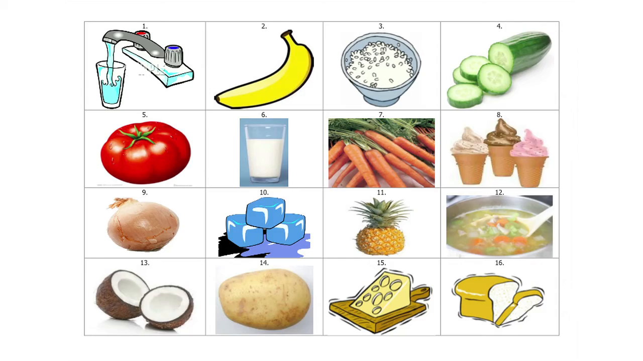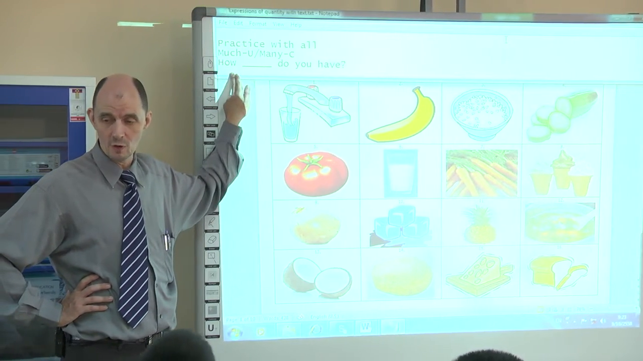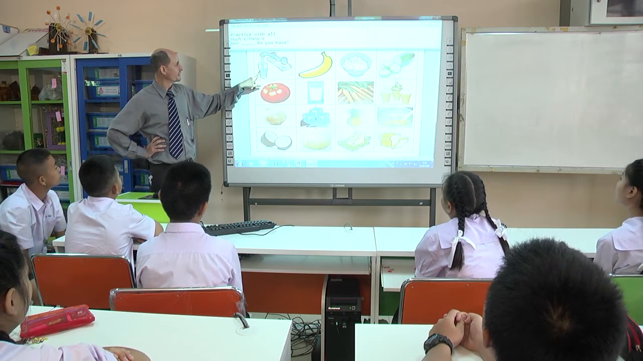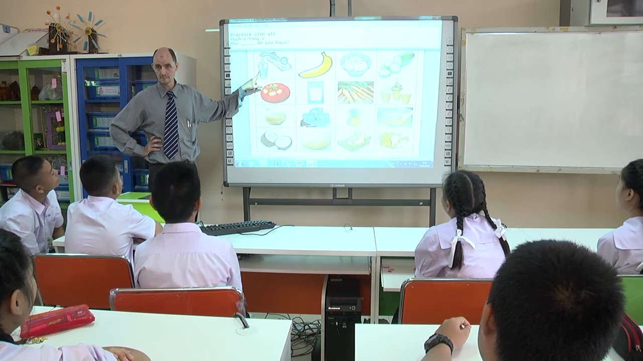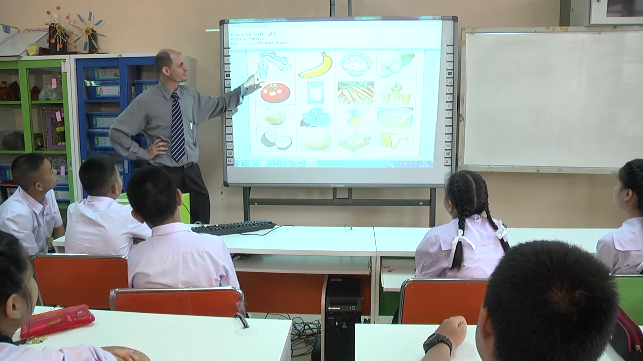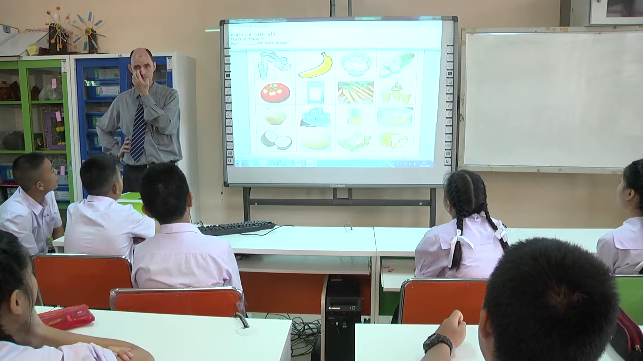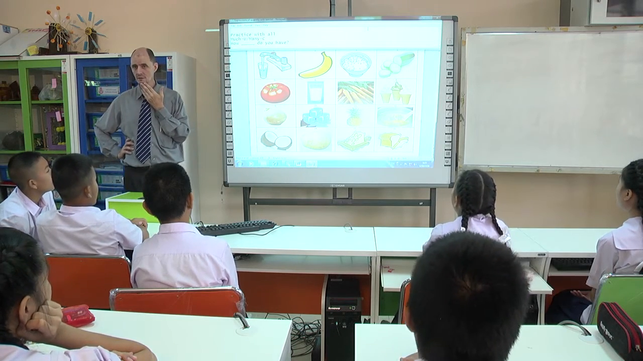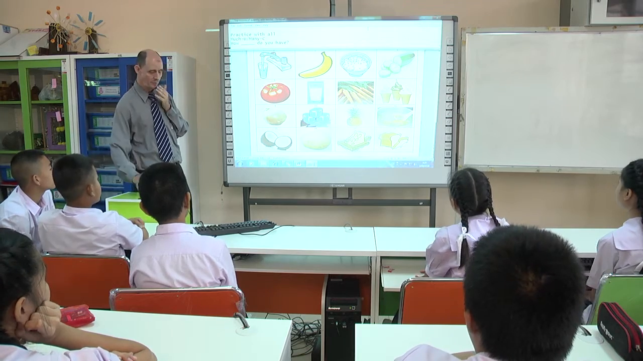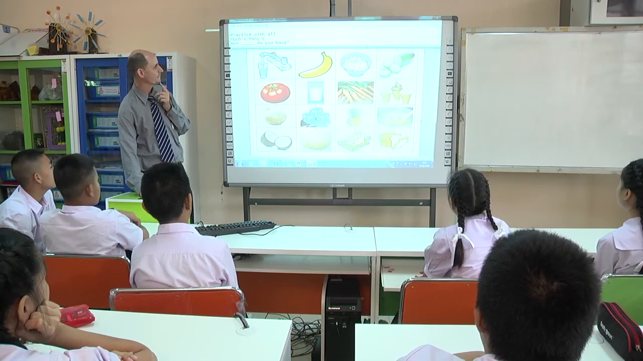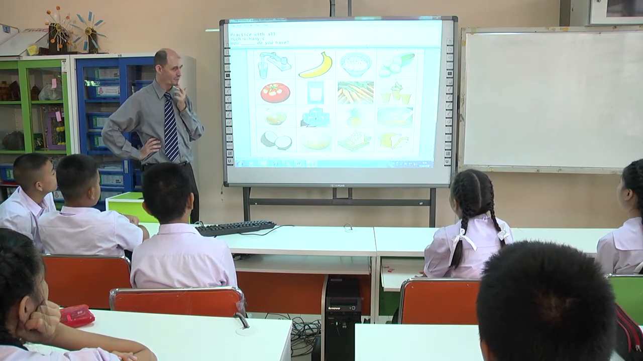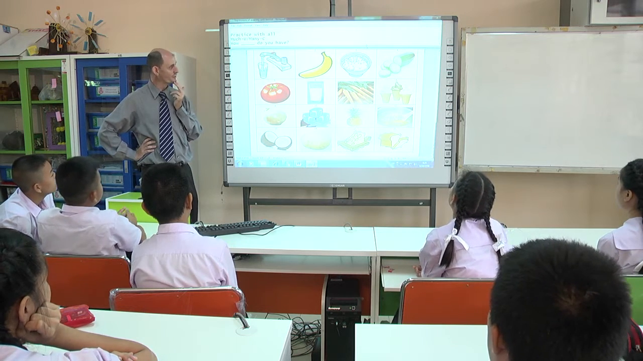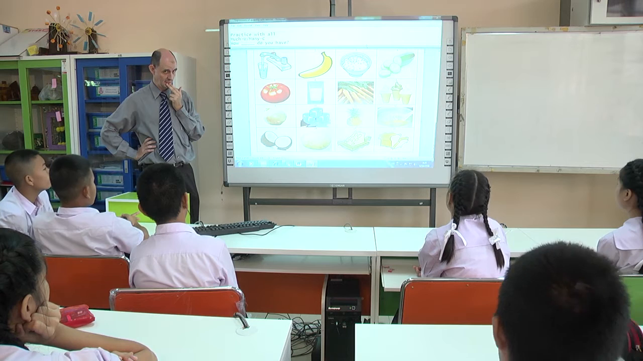Very good. But this, much and many, we say with a question, right? So I want you to make a question. Number 1. What is the question? How much water do you have? Number 2, make a question. How many bananas do you have? Number 3. How much rice do you have? Good. Number 4. How many cucumbers do you have? Good. Number 5. How many tomatoes do you have? Number 6. How much milk do you have?